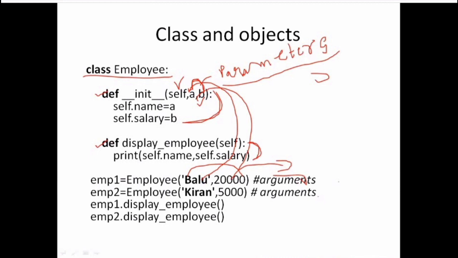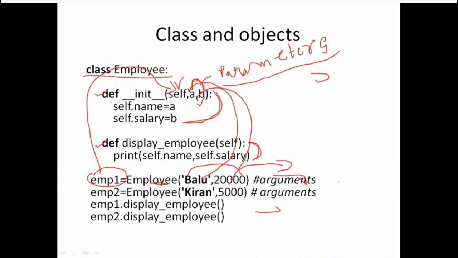Now, this self, what you are asking, this self actually means emp1, because what is the meaning of self? Current object. What is the current object which is being created now? emp1, correct? So the current object is emp1. So this emp1 becomes self.